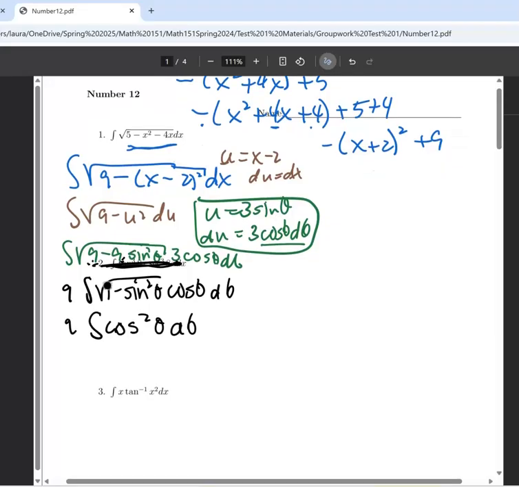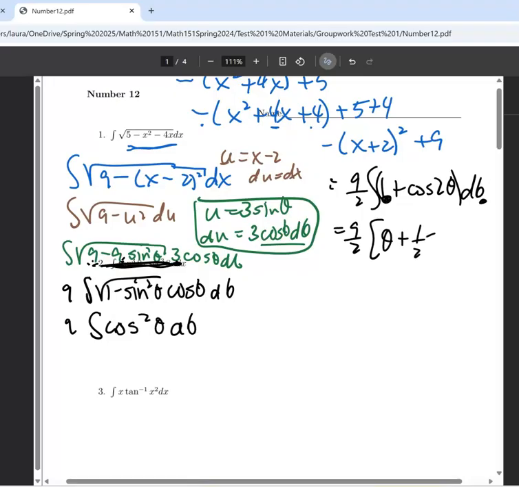Well, what am I going to do with that? I'm going to bring it up here. I am going to use the half angle formula. So that's 1 plus cosine of 2 theta d theta. So 9 over 2. Take the antiderivative of 1 in theta land, which is theta. So 1/2 sine of 2 theta.